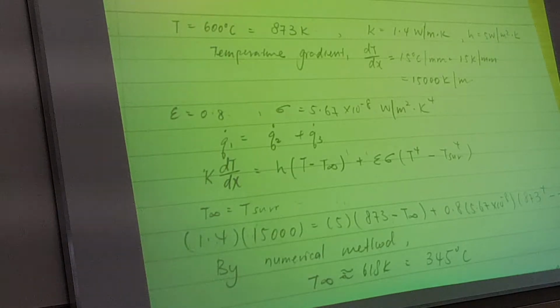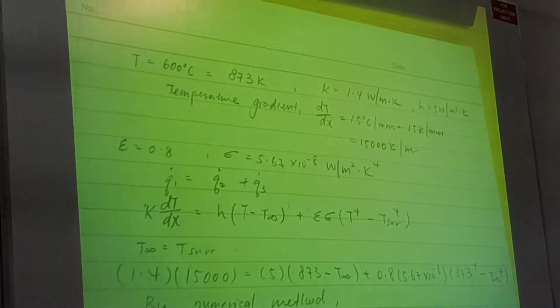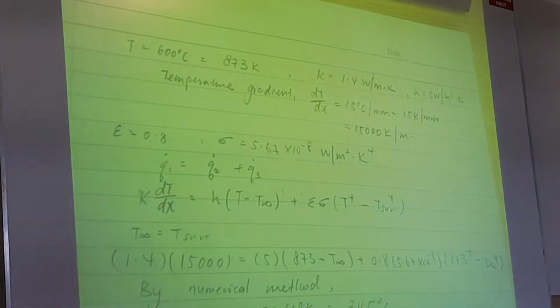It's just a polynomial equation, you cannot use a calculator to solve that. Because it's a power of 4 here and a power of 1 here, you can't solve it directly.